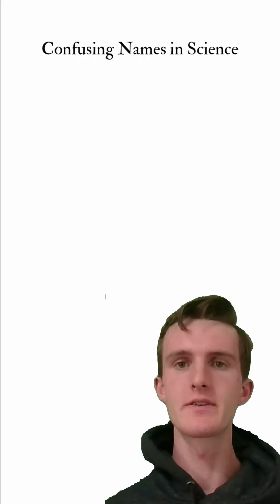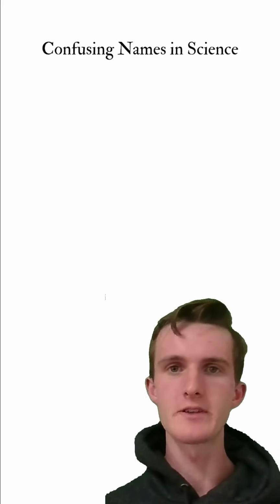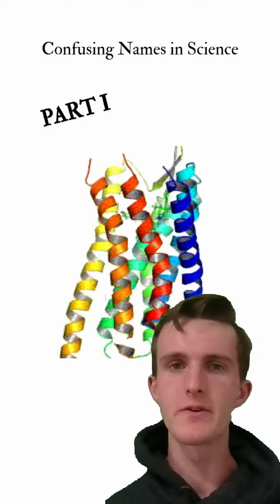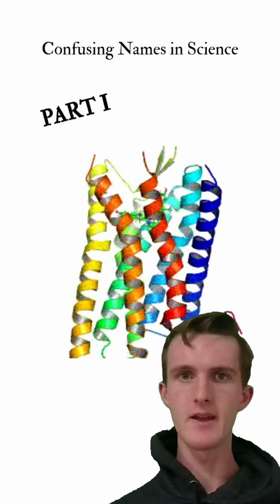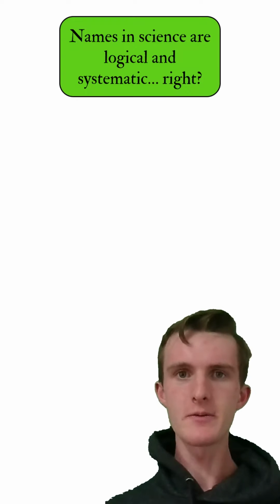I've been thinking about doing a series on examples of confusing nomenclature in science for some time. I'm going to start with opioid receptors because this one confused me for quite a while. As you're growing up and learning about science and how things are named in it, you kind of assume that it's systematic and descriptive.